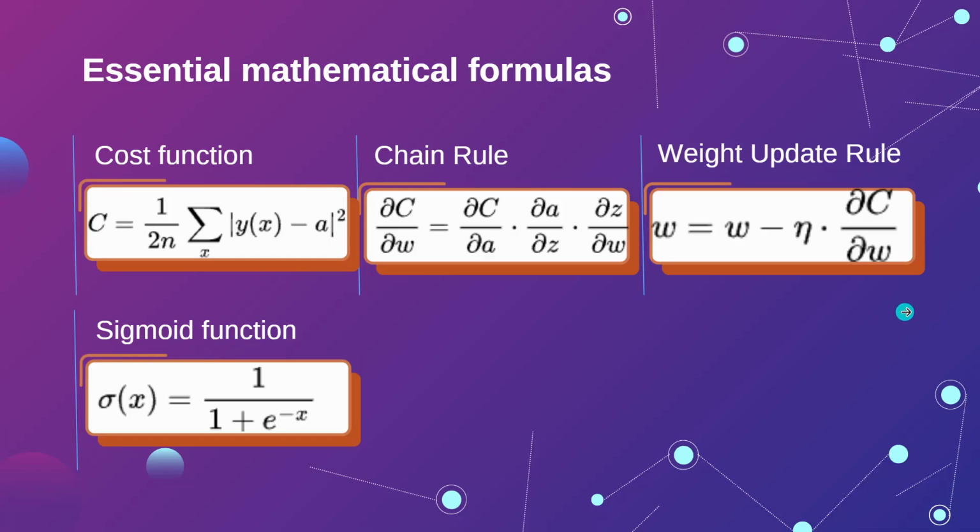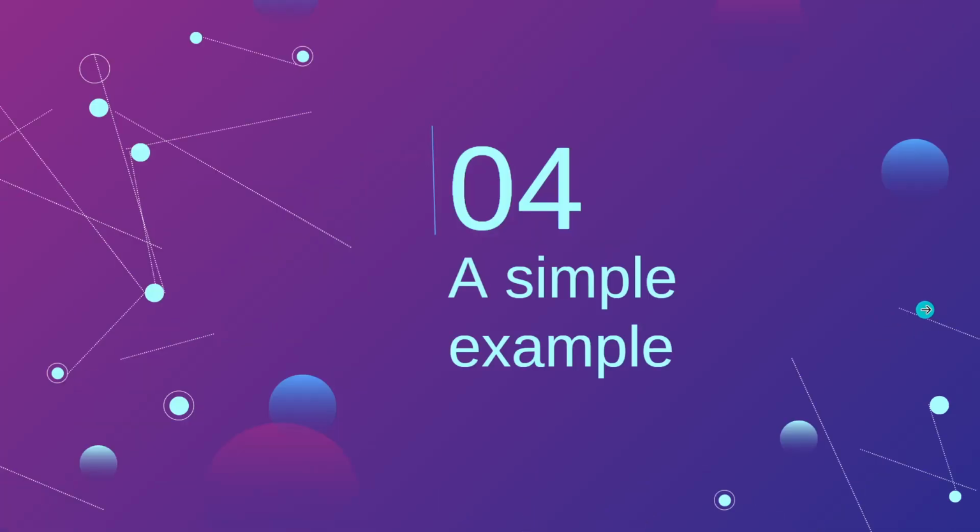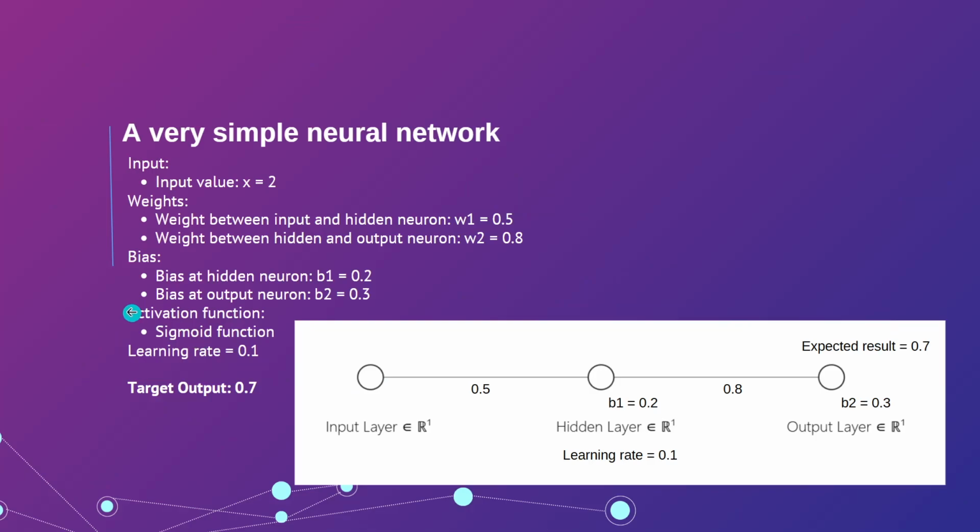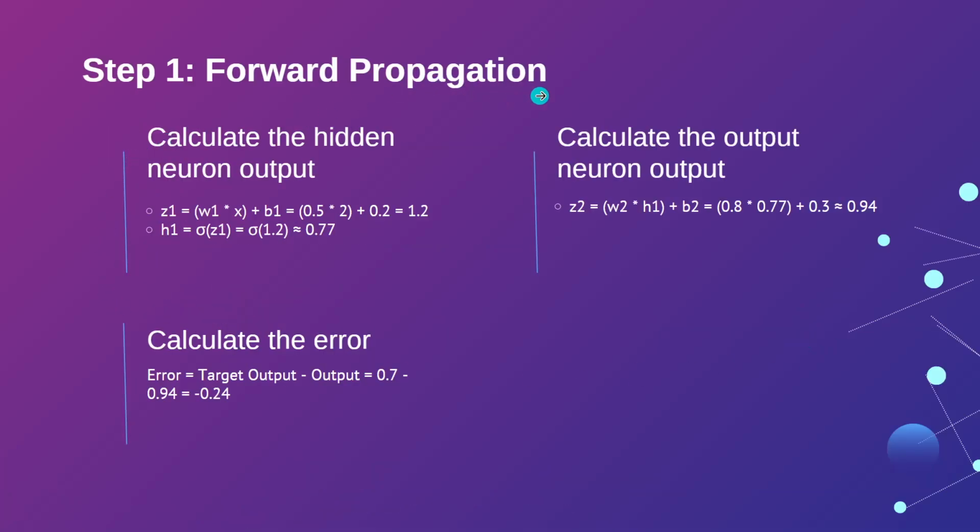Next, let's come to a simple example. Let's consider a very simple neural network with one input neuron, one hidden layer with one neuron, and an output layer with one neuron also. Hidden and the output neuron both have a bias of 0.2 and 0.3 respectively. Let's go to the first step. First step is forward propagation.